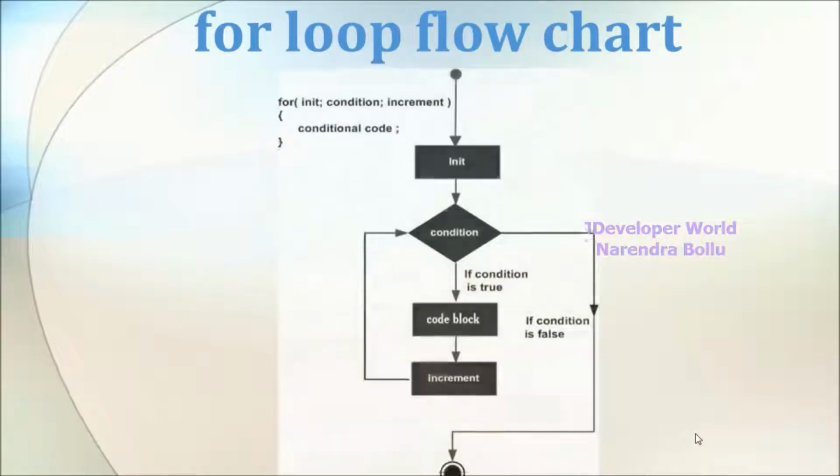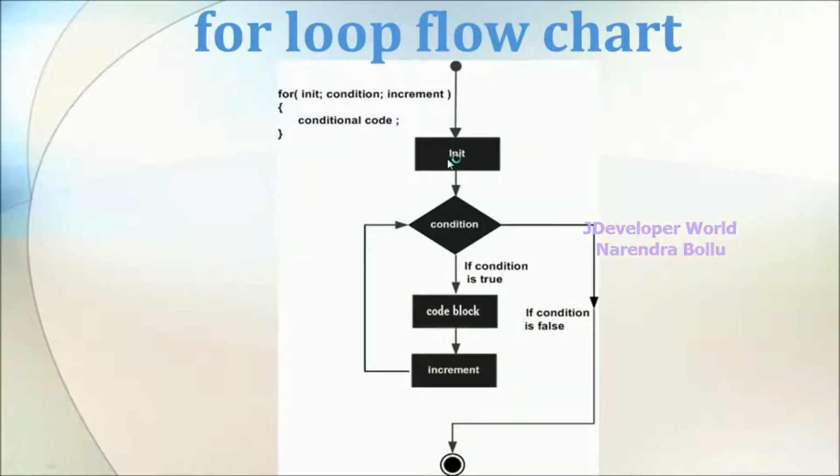This is the for loop flowchart. You see, this is the initialization part before entering into the loop. Here it is the initialization part, and then the condition. It will verify the boolean expression, for example i greater than 0 or i less than 10. If this condition is true, it will enter into the loop code block and execute the code block, and then it will increment or decrement here, and then again verify the condition. Like this the loop will iterate until the condition fails.